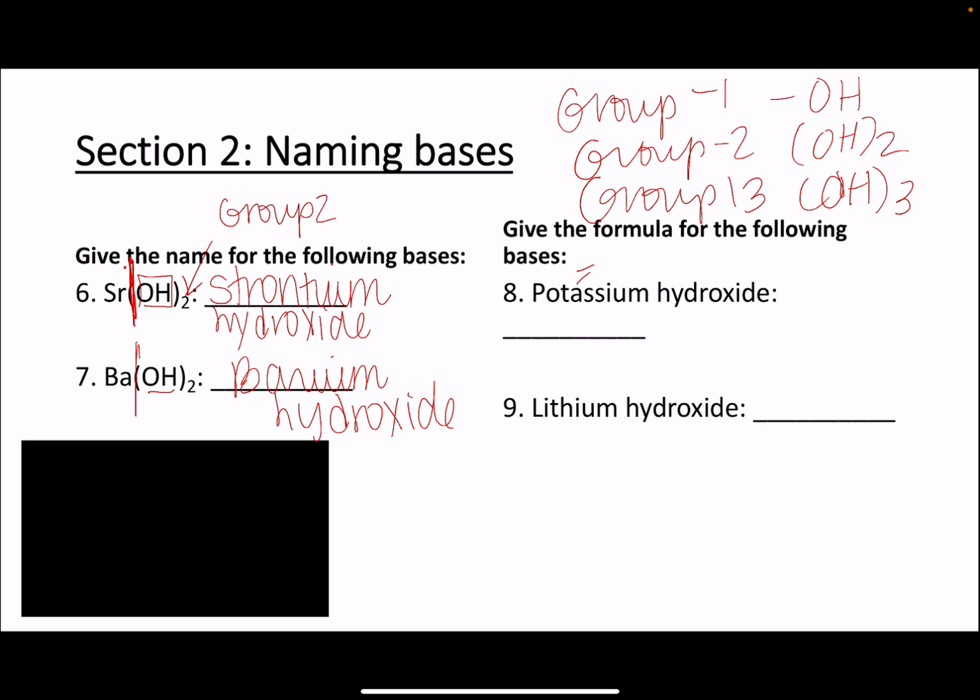So if we look, we see potassium's in group number 1. So potassium is K, and it's in group 1, meaning we just need 1 OH. Lithium is also in group number 1, so then when we translate it, lithium is Li, and then hydroxide is going to be OH for it.